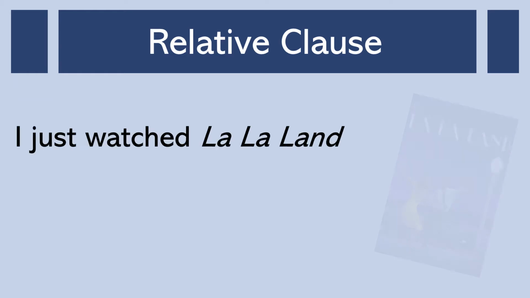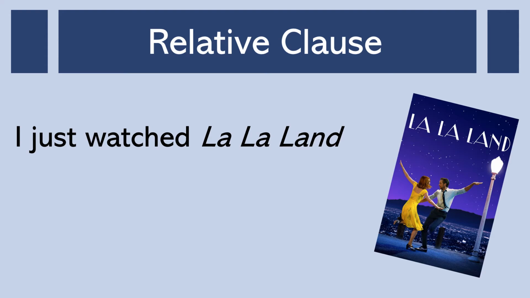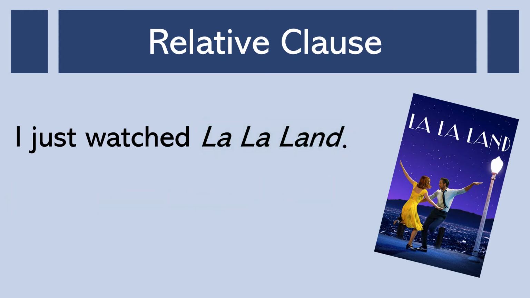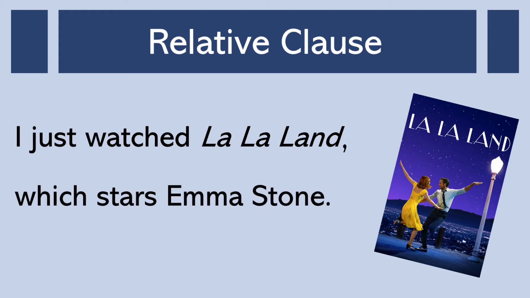Let's take a look at a relative clause first. I just watched La La Land. Now that's the specific name of a specific film. We want to add an extra piece of information, so we drop in a comma, which stars Emma Stone. Now here, which stars Emma Stone is related to La La Land, but it is not required. So if we removed the second element and closed the sentence out with a period, that would still work because the sentence does not change in meaning. So therefore, if we do add that extra element, it'll be comma which.